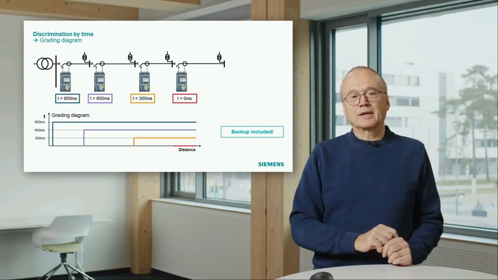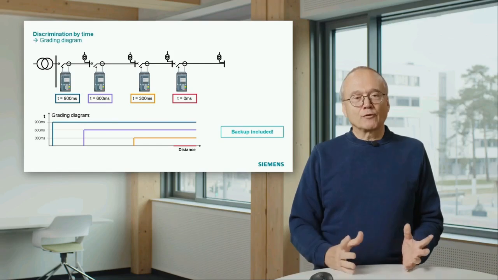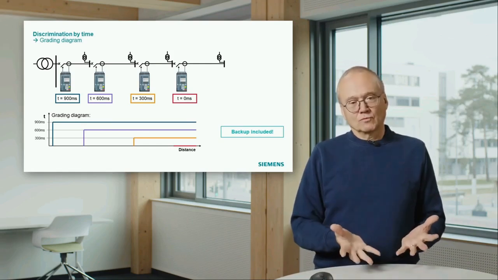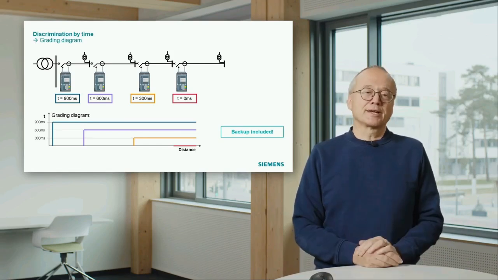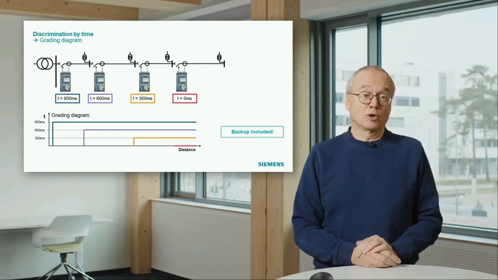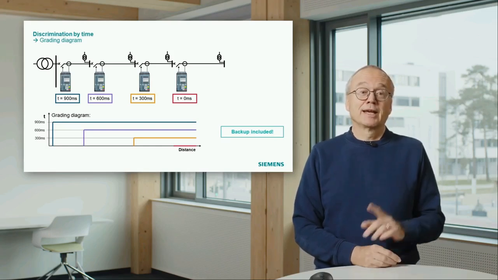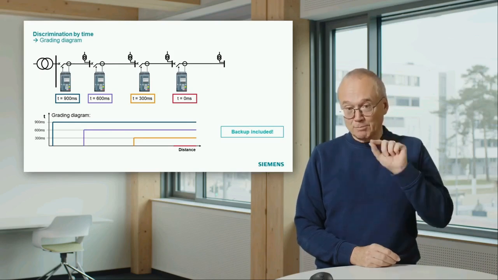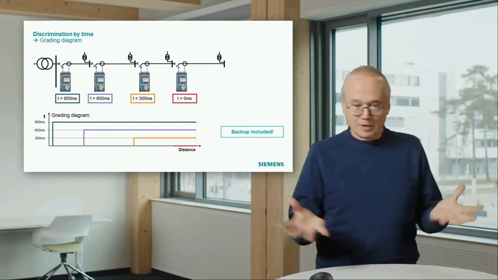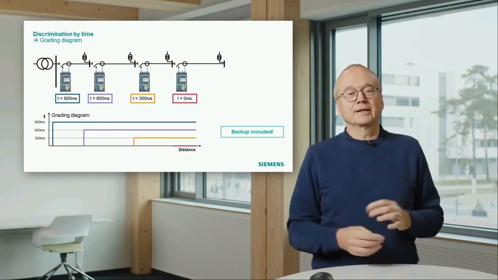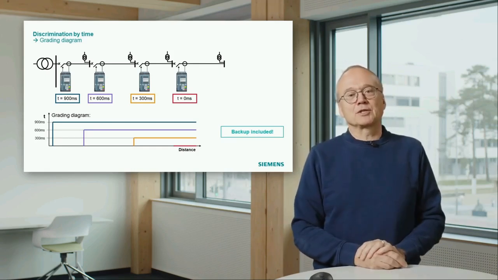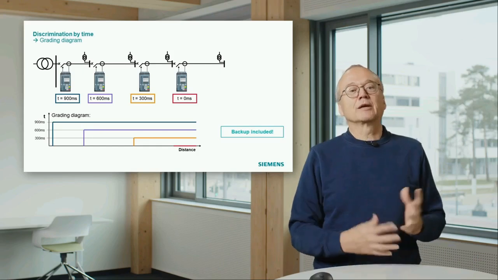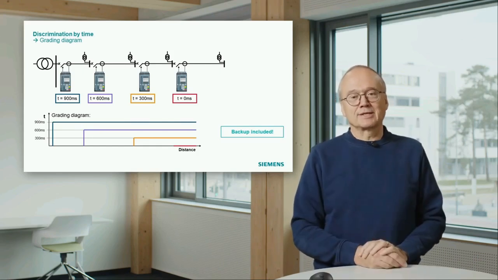If we look at the cable on the left side, if we have a fault there, one not so nice thing is the tripping time is pretty long. It's 900 milliseconds. And in this case, we don't have a backup. That means for this particular cable, if we want to have really a complete protection system, we again have to think about other relays taking over the backup in this case.